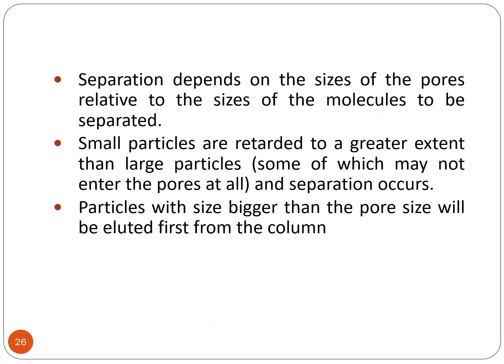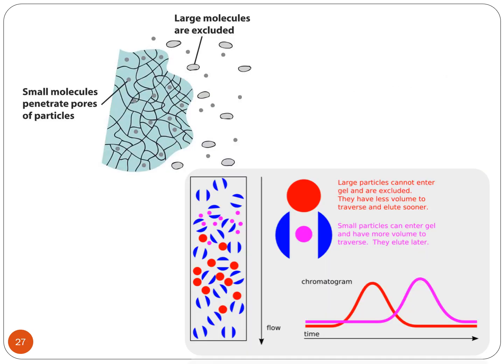Okay, the separation depends on the size of the pores relative to the size of the molecules to be separated. Okay, small particles are retarded to a greater extent than large particle, some of which may not enter the pores at all and separation occur. Particle with size bigger than the pore size will be eluted first from the column. So macam ni lah cerita dia.